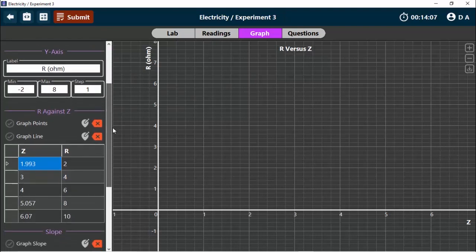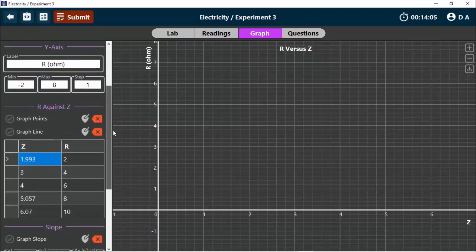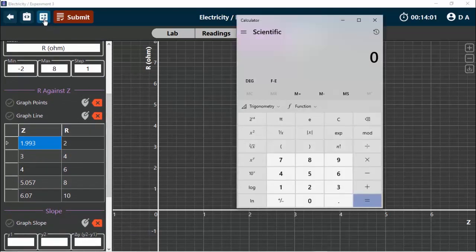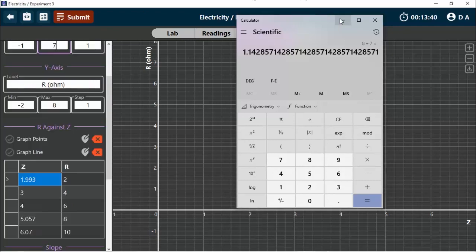Okay, so let's talk about the scale of the y-axis. You take the difference between the maximum and minimum, which is 10 minus 2, that will give you 8, divided by 7, that is the number of major divisions minus 3, that's 7. So that will give you 1.14. Since it's higher than 1, you will use the next value, which is 2. So we'll use a step of 2.